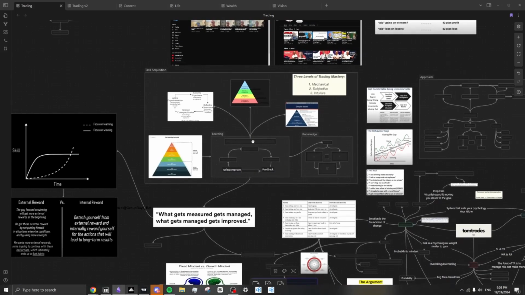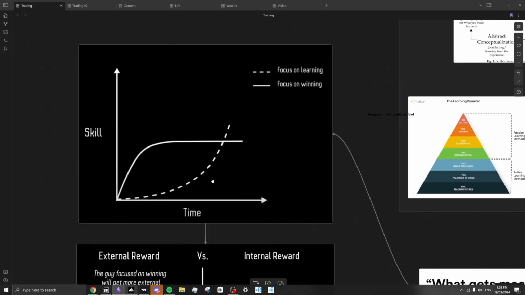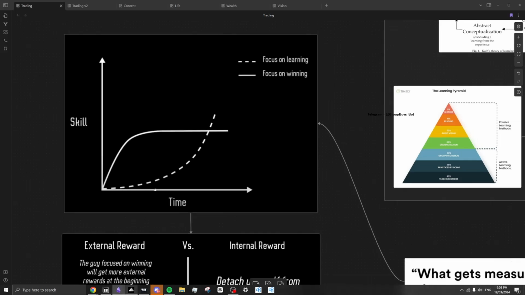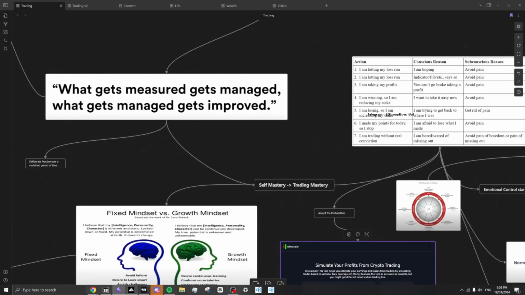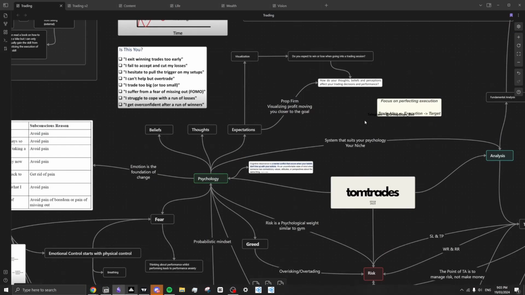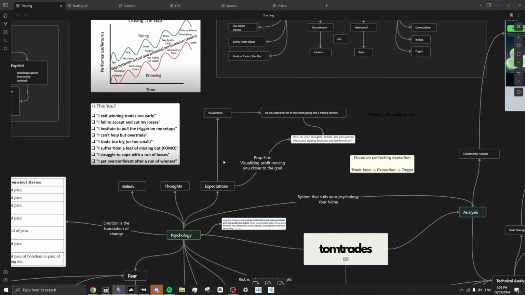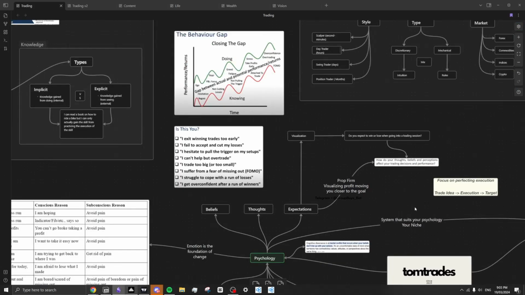But just focus on having that plan, having that journal, tracking how you're going, and focusing on learning over winning, getting that internal reward, and try out that negative visualization in the prop firm because it can be difficult with that psychology as well.